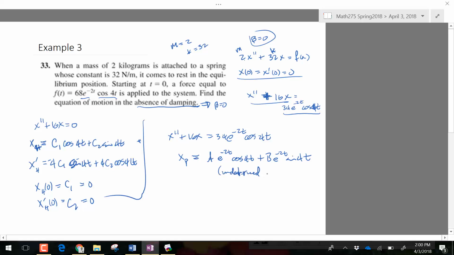Okay, looks like we're out of time, so you can just try to solve for this. You can find the derivative, the second derivative, and then put it back into the function and solve for a and b. Okay?